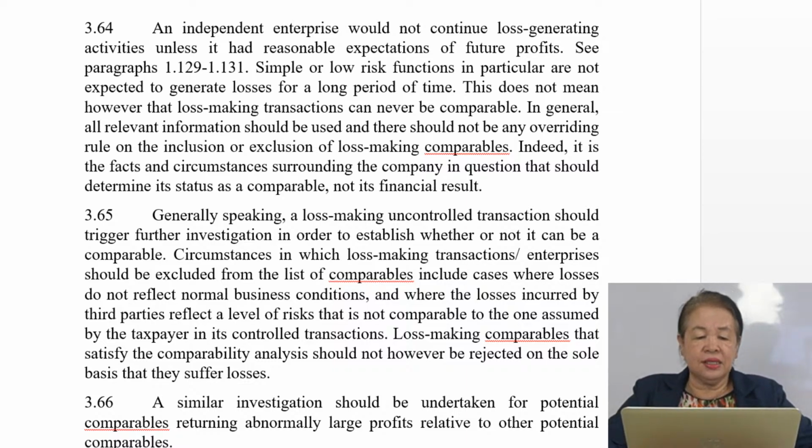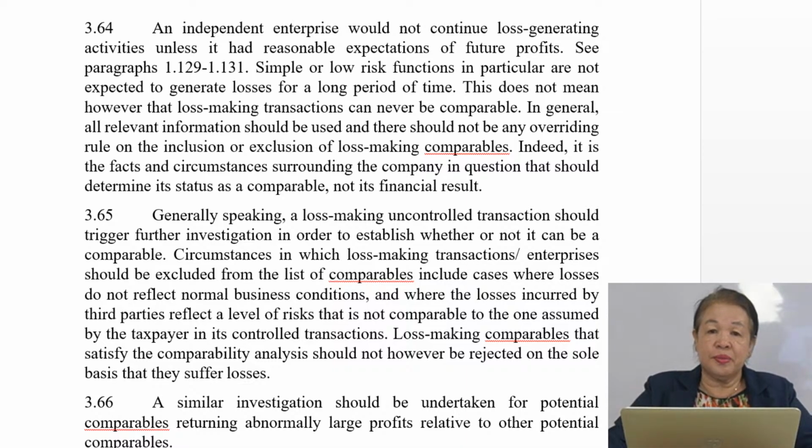So indeed, it is the facts and circumstances surrounding the company in question that should determine its status as a comparable, not its financial result, no? Kaya depende na yan sa transfer pricing analyst, and during the transfer pricing audit guide na gagawin ng tax authority. So kung nandiyan na yung examiner and then questioning about the result of the operation or the financial result, and then the transfer pricing analyst can answer and justify, then sufficient yung explanation, walang deficiency na i-assess yung examiner.